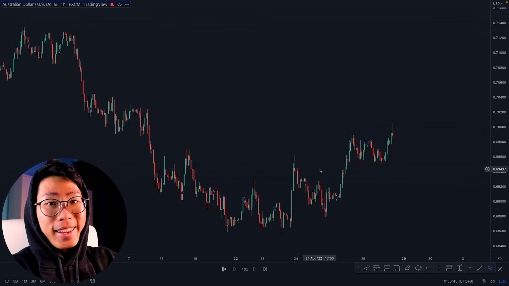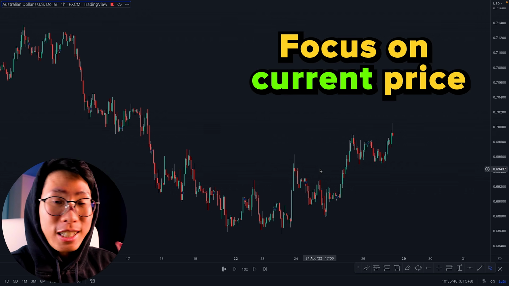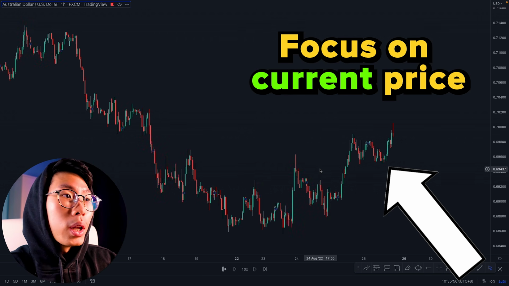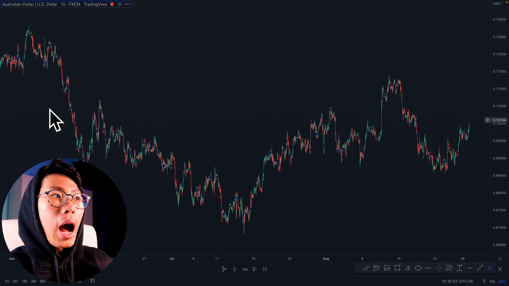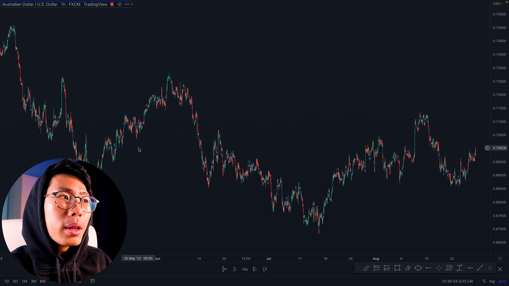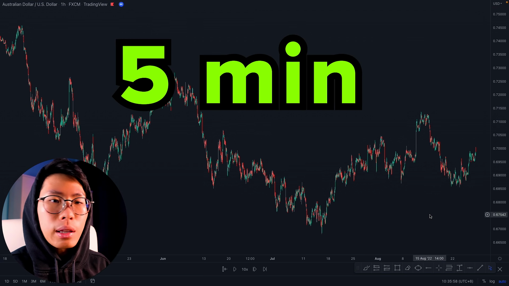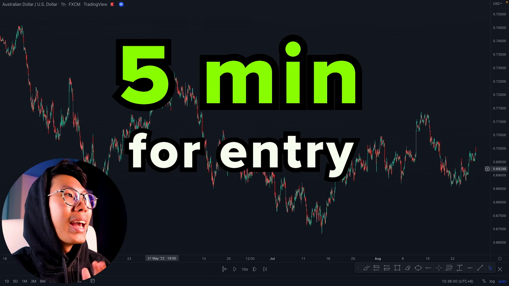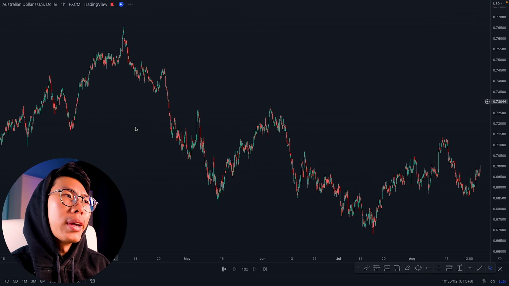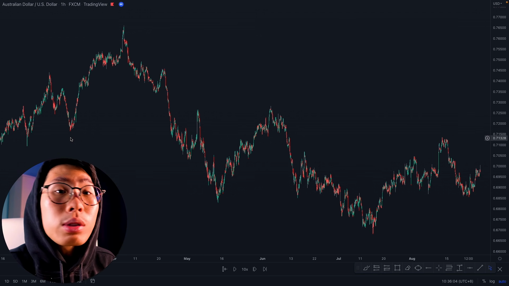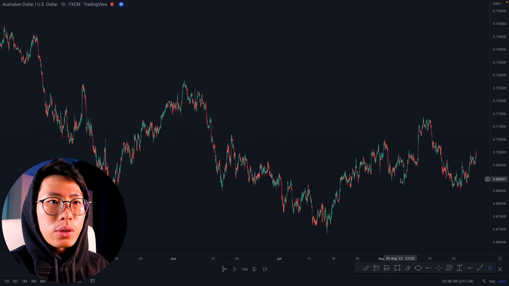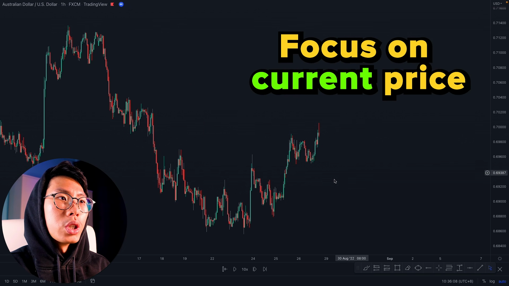And guys, make sure that you are just focusing on what price is doing right now. You do not want to be looking at price all the way up here because it's irrelevant, you know what I mean? Because we are scalping, we are only going to be using a 5-minute time frame to look for our entry. There is absolutely no point of going all the way back to 2008 to look at what price is doing. Just focus on what price is doing right now, which is right here.